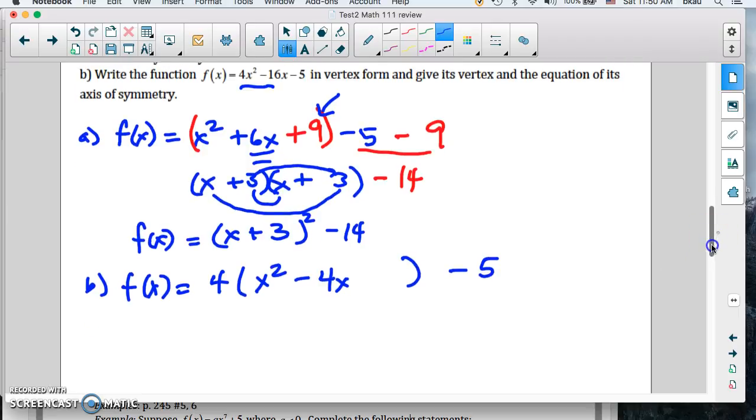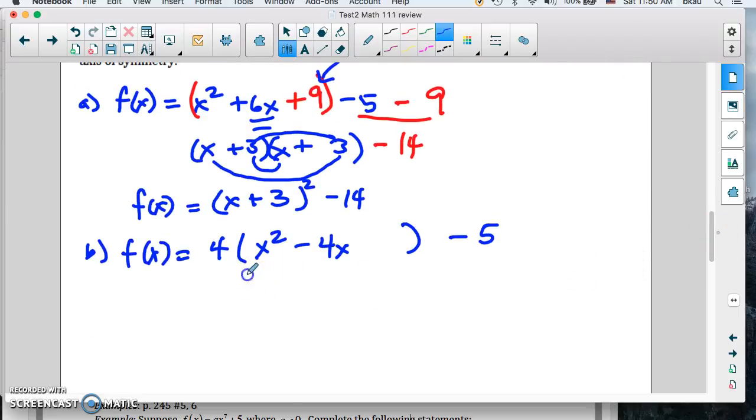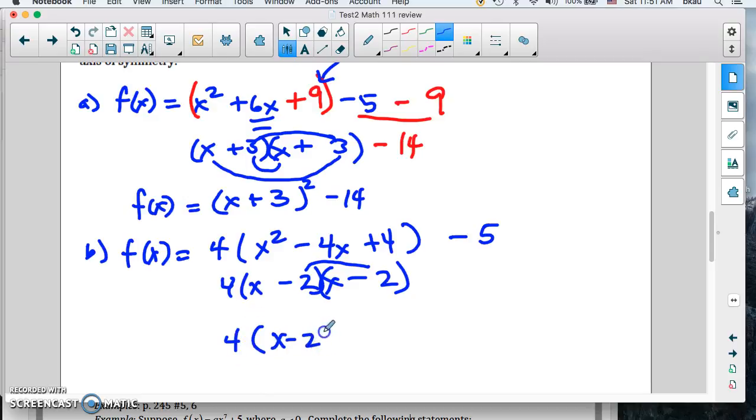All right, now we're going to do the same thing. We want this to create a binomial squared. So x and x gives us x squared. We need that negative 4 in the middle when we do the middle factor. So these are both going to be negative 2 each. Now this number is then going to be this product, which is positive 4. Now our binomial that goes out there is x minus 2 squared.